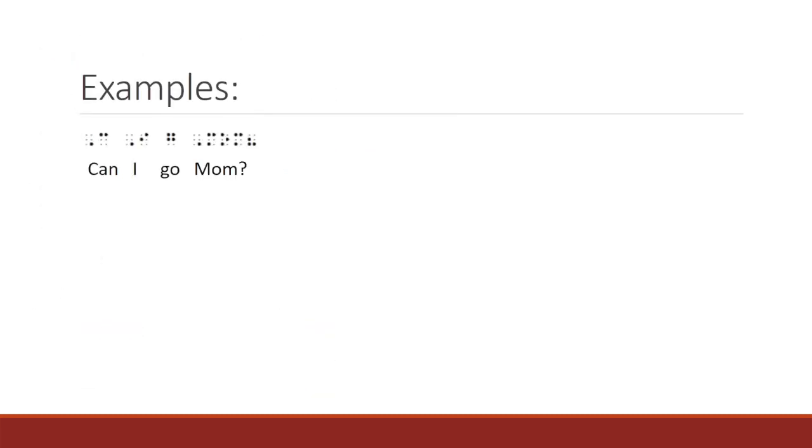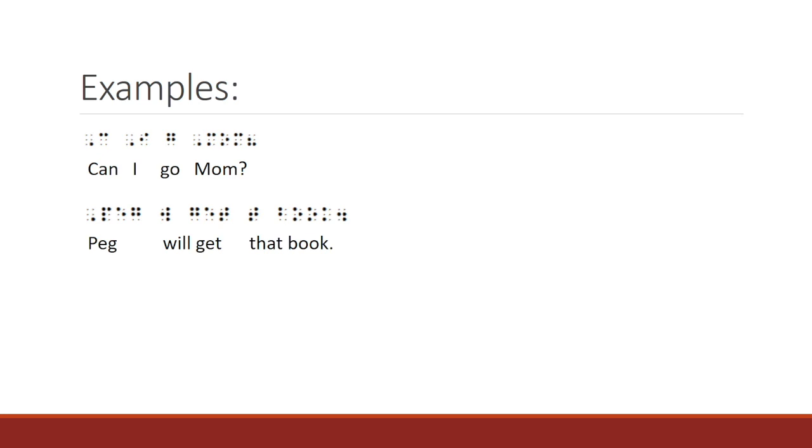Here are the sample sentences for the alphabetic word signs. The first example is, "Can I go, Mom?" Notice that C is written with the capital indicator followed by the letter C. That means it is the word can, and the C is capitalized. I stands for itself, again with a capital indicator in front of it. G is the word go, followed by Mom with a capital indicator and a question mark.